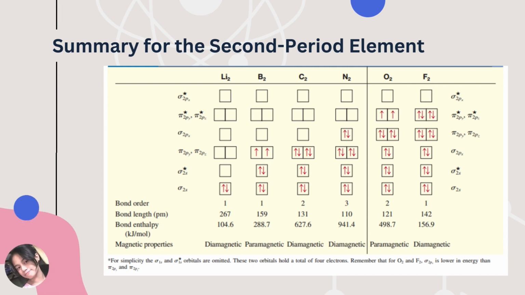So in this slide, it shows the summary of the second period elements that showcase the bond order, bond length, enthalpy, and the magnetic properties of these elements.